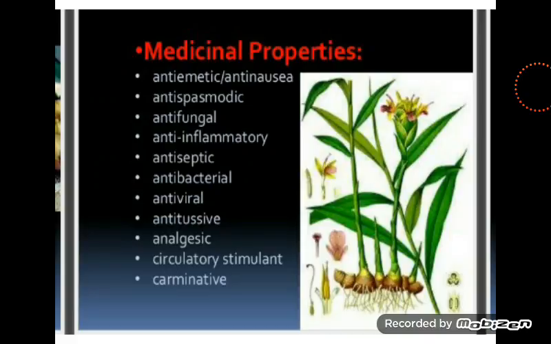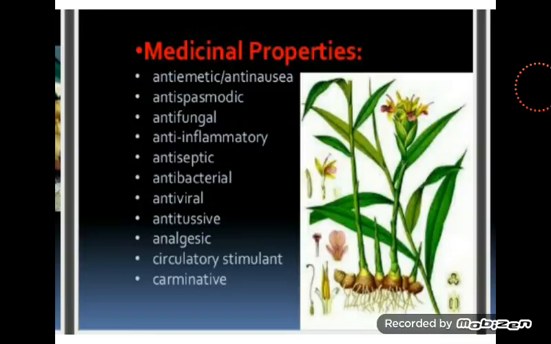All right. And antibacterial. It prevents bacterial growth. All right. It is antiviral. It is antitussive. Antitussive simply means that it prevents cough. So most times, in fact, a lot of people have used ginger as a cough remedy, which helps them to relieve cough and all. Then it is analgesic in nature. That means that it can relieve pain. And it is a circulatory stimulant. It hastens the rate at which our blood flows.